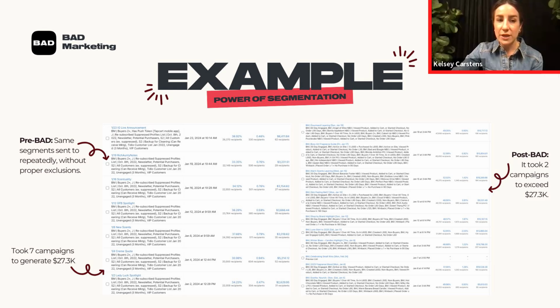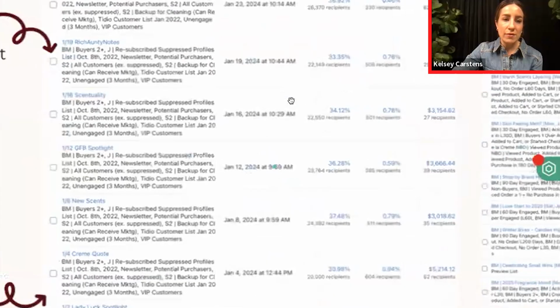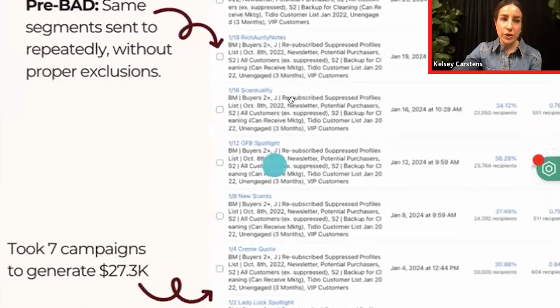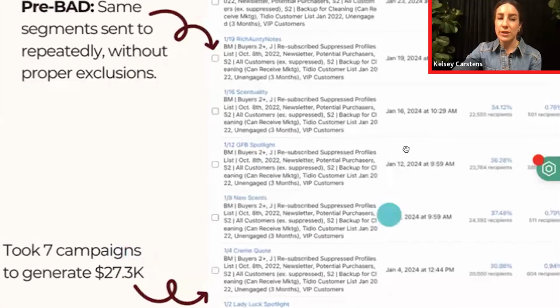Couple examples here of how we've done this with segmentation. So as you can see here for this brand, some of these numbers before were bad, they were basically sending to the same groups over and over. And it took about 7 campaigns to generate about 27K.